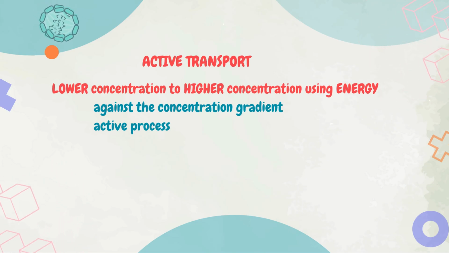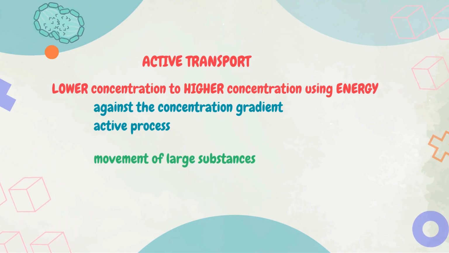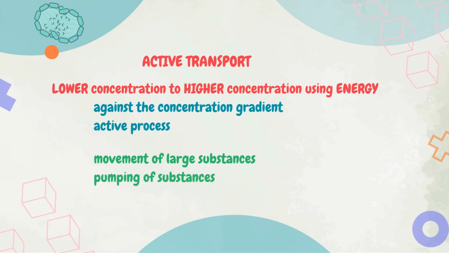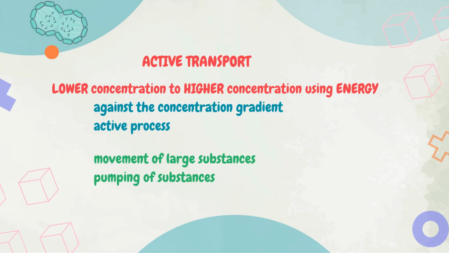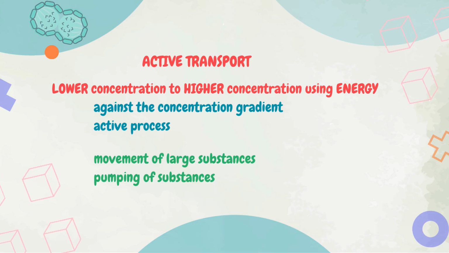Active transport is important for the movement of large substances across the cell membrane. It is also important for the pumping of substances in or out of the cell against a concentration gradient. Your cells don't just survive, they fight to thrive, and energy is their secret weapon.